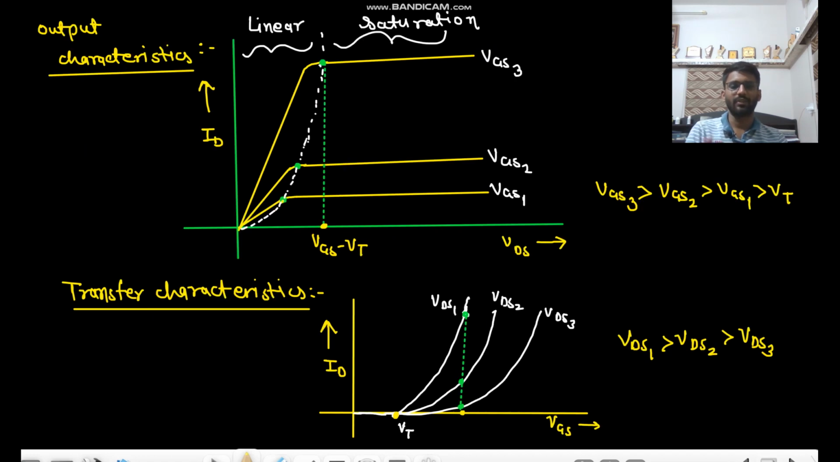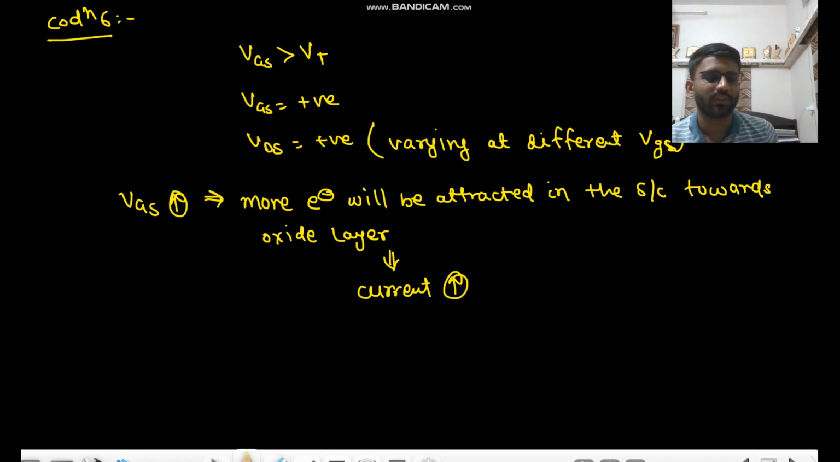And this MOS concept you have already seen. Before VT there is no current. After VT the current increases. Before VGS minus VT the current increases linearly. After that it saturates. That is all that you need to remember for analyzing the circuits. But the MOS physics you should also know, because some interviewer may ask you a question from MOS physics.